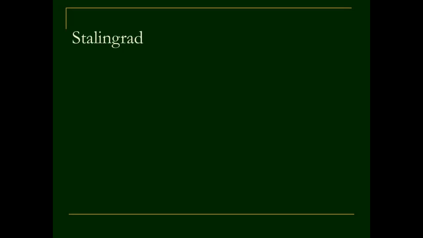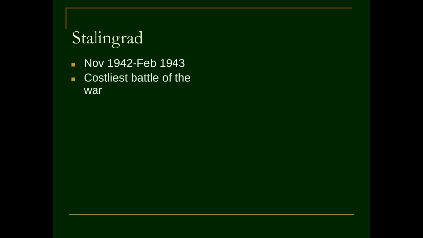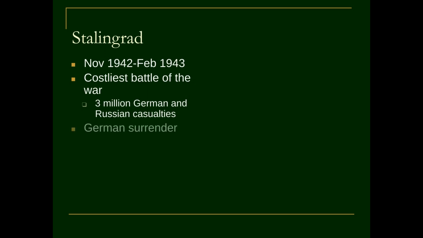So, back to the Soviet Union. Remember, the German army has bogged down in the Russian winter. And from November of 1942 to February of 1943, the Battle of Stalingrad would take place. This is considered one of the costliest battles of the war. 3 million German and Russian casualties would occur. So a lot of people are going to die. And eventually Germany is going to be forced to surrender.